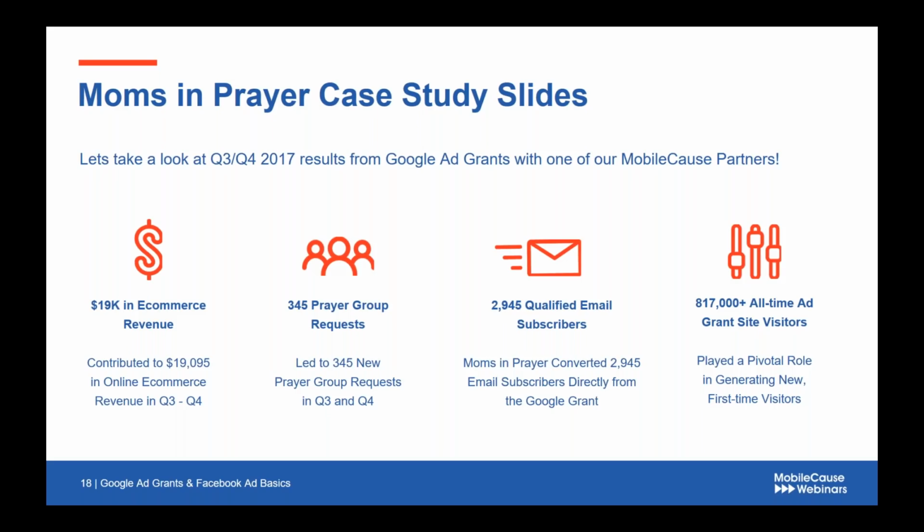And then further than that, looking out to all time, the Google Ad Grant has sent over 817,000 qualified site visitors to their website, the majority of them being the exact persona: the mom who has kids and is receptive to their messaging. So hopefully, you see some opportunities here that coincide with how your nonprofit runs.